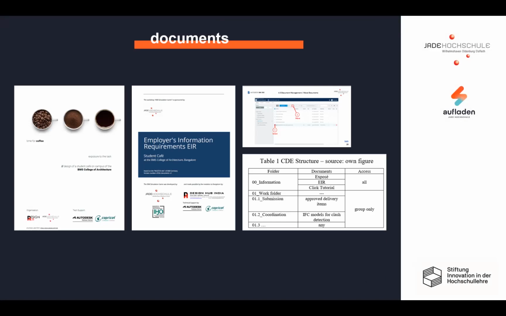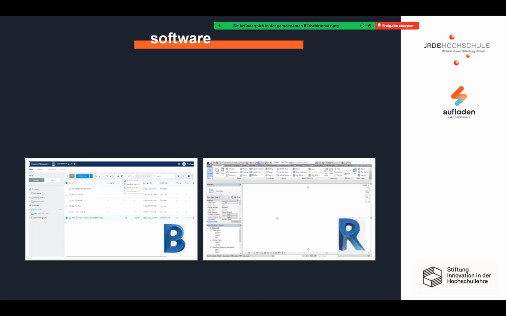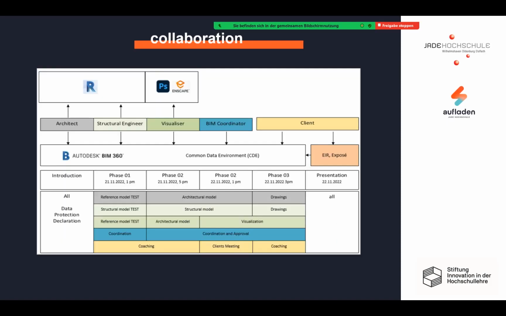Click tutorials shown in the top right picture explain how to deal with the software. With Autodesk Revit and the Construction Cloud, BIM 360, a software for 3D modeling, and BIM management were given to the students. This is the agenda of the workshop. We started by dividing the students into groups and assigned a role to each group member. The general work platform where all participants collaborated is the common data environment, which the client also had access to. The role of the client was overtaken by the teachers.